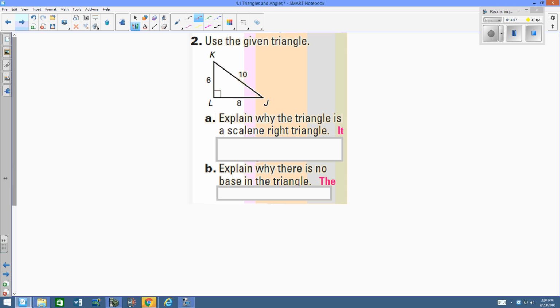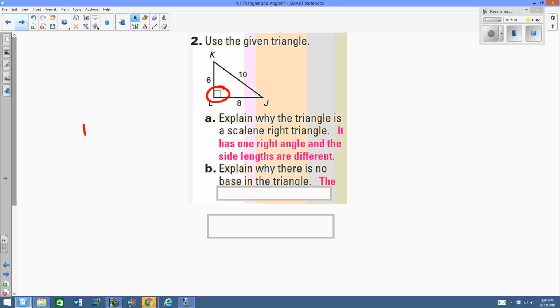All right. For this triangle, it asks us to explain why the triangle is a scalene right triangle. It's scalene because it has three sides that are different, and it's right because it has a right angle. So it has one right angle and the side lengths are different. Explain why there is no base in the triangle. A base is only for isosceles triangles. This is not isosceles because there are not two sides that are the same.